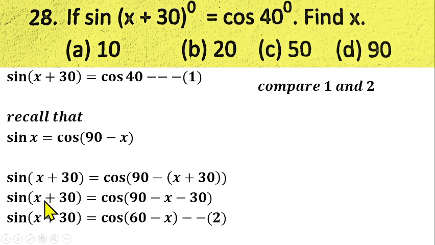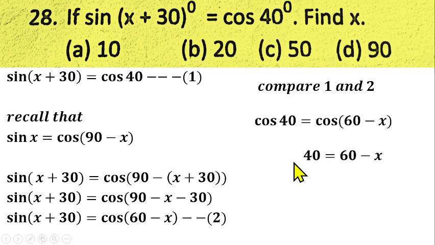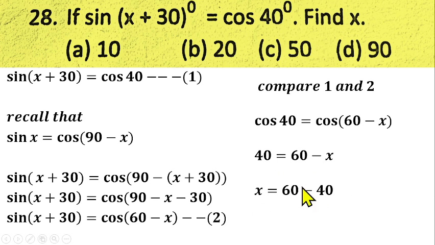So we have this equals to this, so they will cancel out. That means we are having cos 40 equals to this. So you have cos 40 equals to cos(60 minus x). Cos will take care of cos. You have 40 equals to 60 minus x. Collect like terms. You'll be having x equals to 60 minus 40. Then x will be equals to 20, like I said before, which is option B.